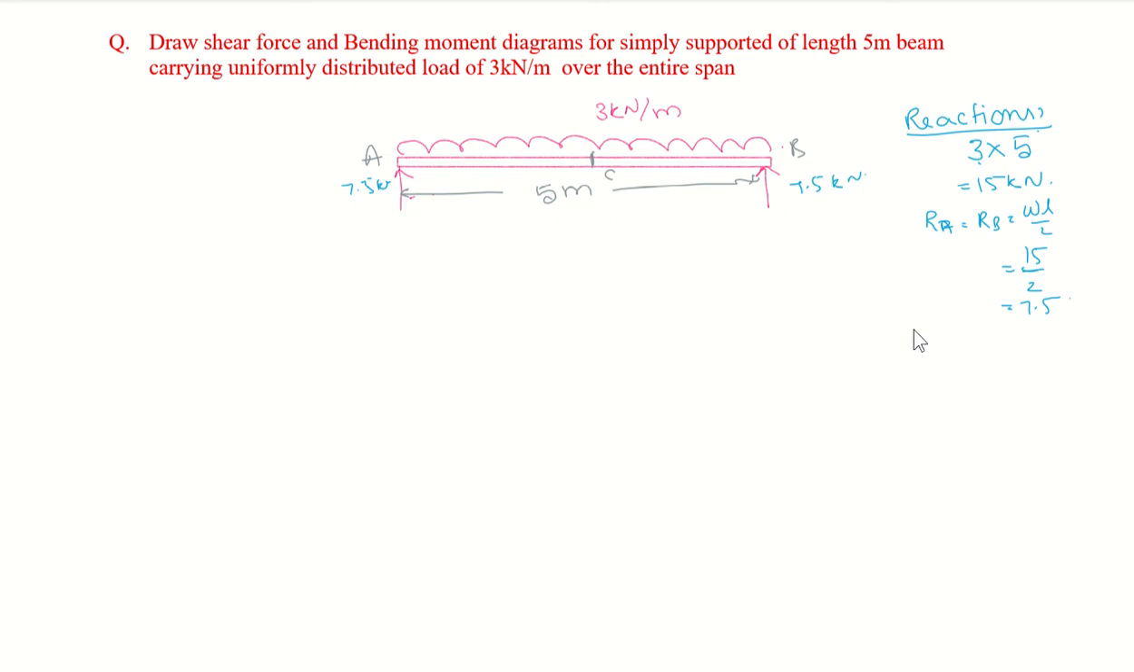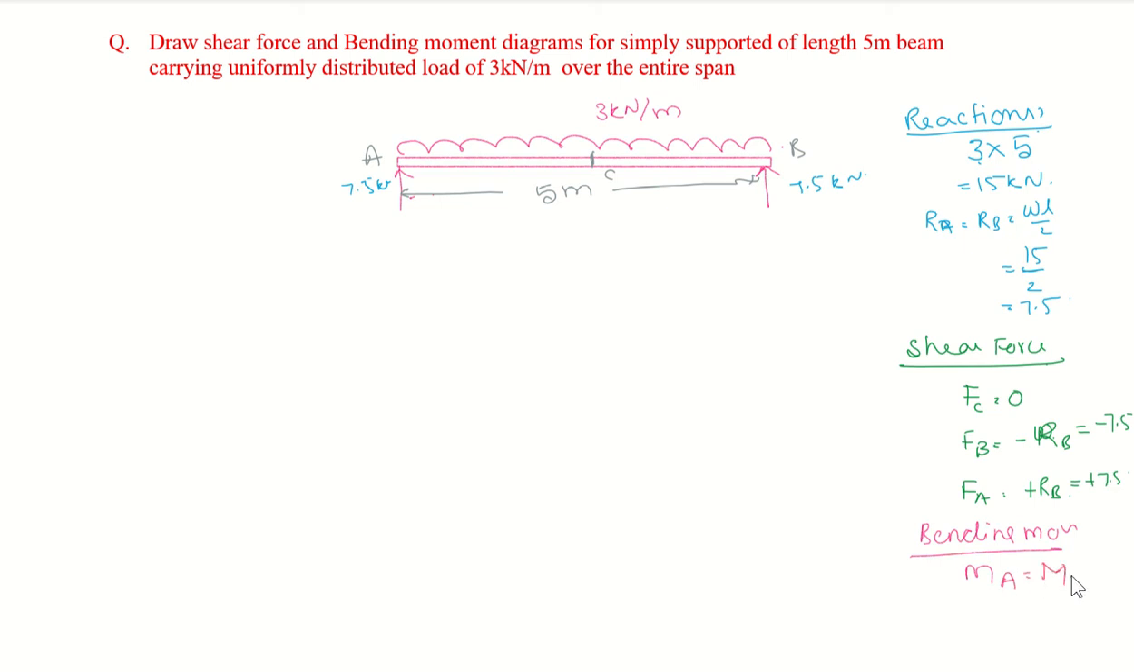Okay, and if you see the shear force, at C it is 0, FC will be 0. As we have seen previously, FB is equal to minus WL by 2. So that is nothing but minus RB. FA is equal to plus RA. So that is nothing but minus 7.5 kilonewton, this is plus 7.5 kilonewton. And the bending moment is also very simple. As we know, MA is equal to MB is equal to 0, and the maximum bending moment will be WL square by 8. So we need to find it out. So that is 3 into 5 square by 8. So that will be 9.375.